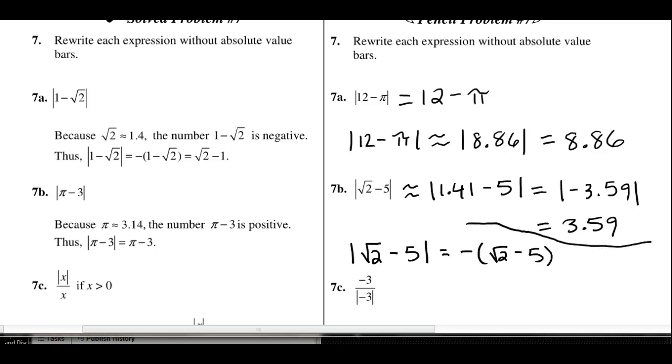And that is in fact equal to, we could distribute the negative sign across the parentheses and end up with negative square root of 2 plus 5. So most people will probably prefer just to use the approximations and end up with positive 3.59. But I just want to show you that it's possible, once you realize which number is bigger than the other, to keep the exact form of the expression.